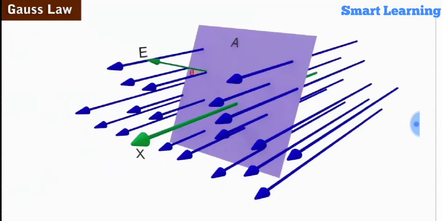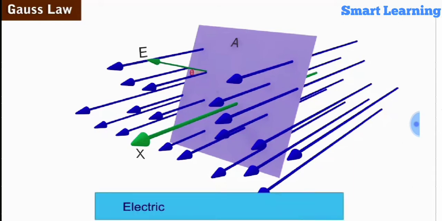In other words, the area vector A, which is conventionally taken along the outward normal to the surface, makes an angle theta with the direction of the electric field. The electric flux passing normal to this area is then given as phi is equal to E dot A, or phi is equal to EA cos theta.